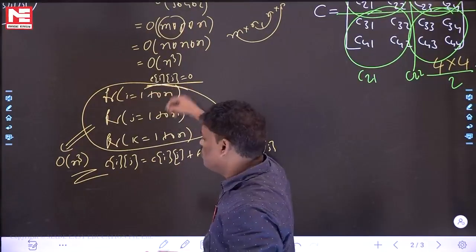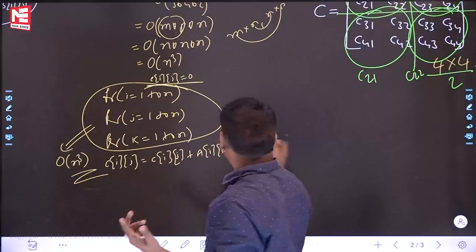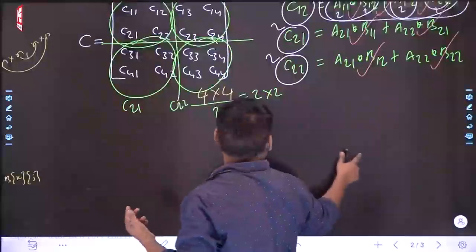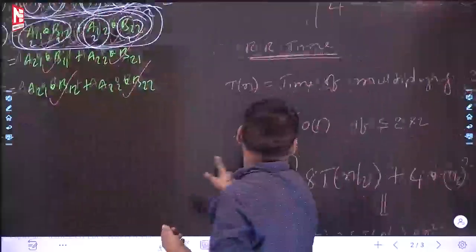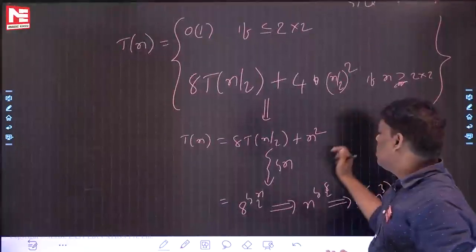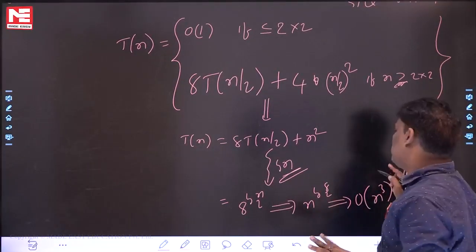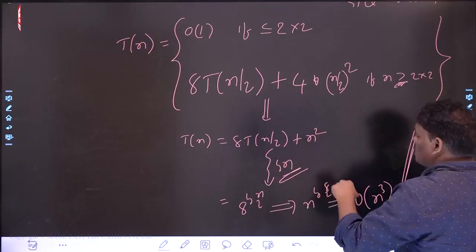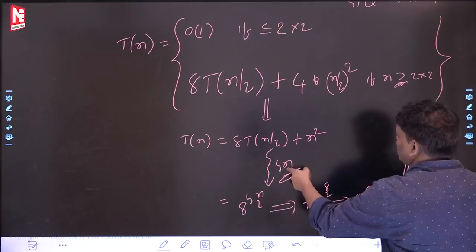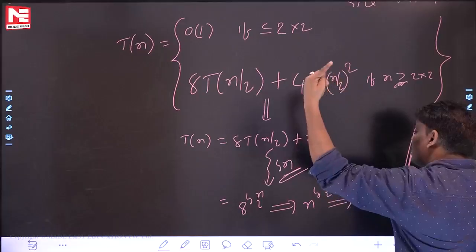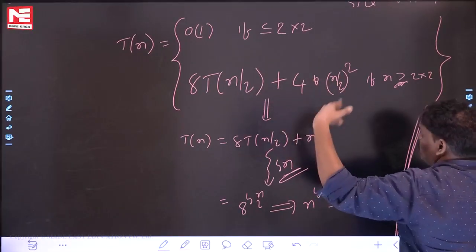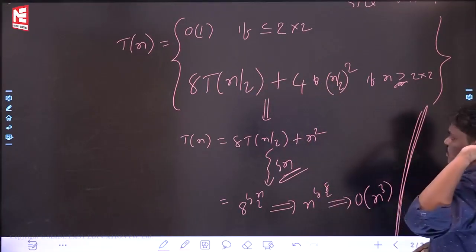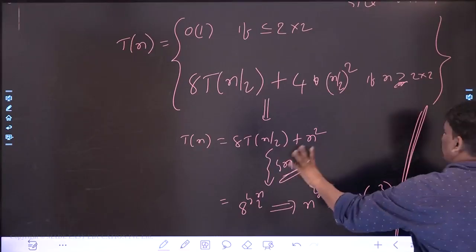Because it is a non-recursive program, stack is not required. Here stack is required, because it is a recursive program. Log n stack is required, with time complexity n cube. Both take the same time complexity, but if you look at the space, because it is recursion, log n stack space is required, and that is not required in the other. Stack space is log n.